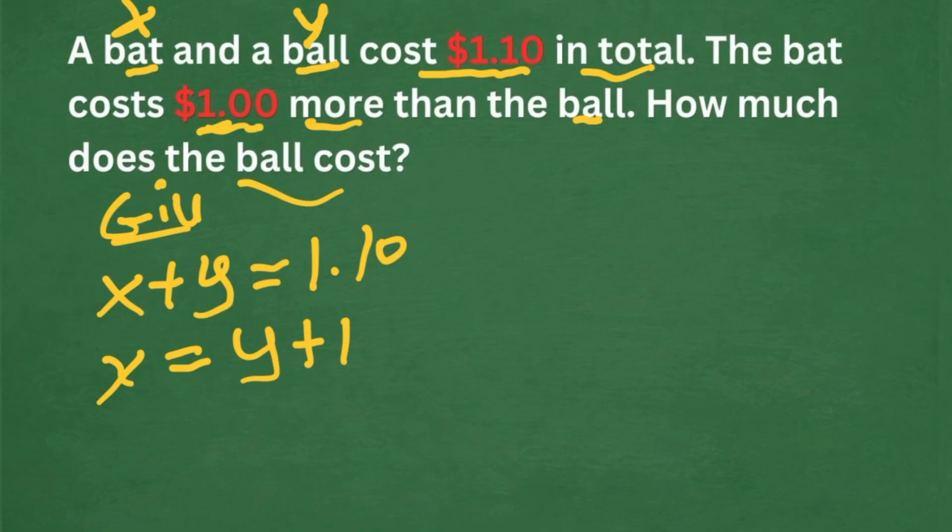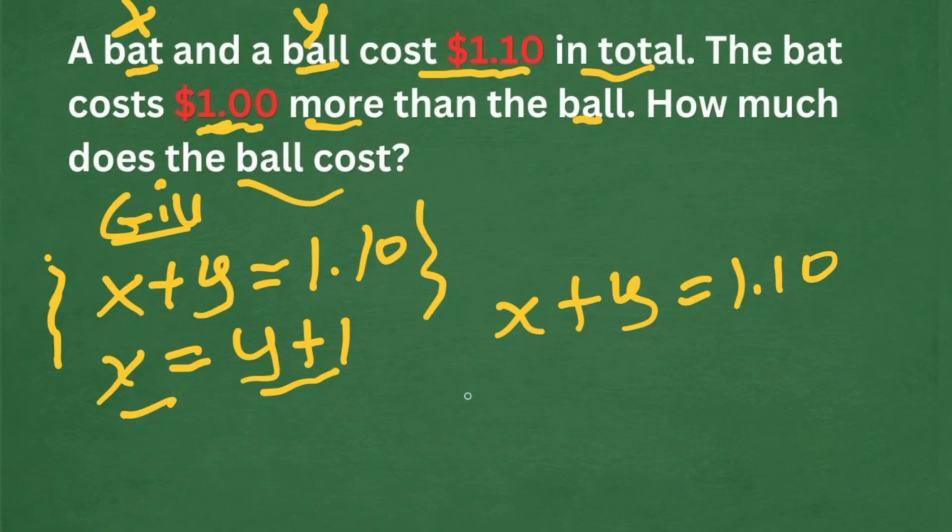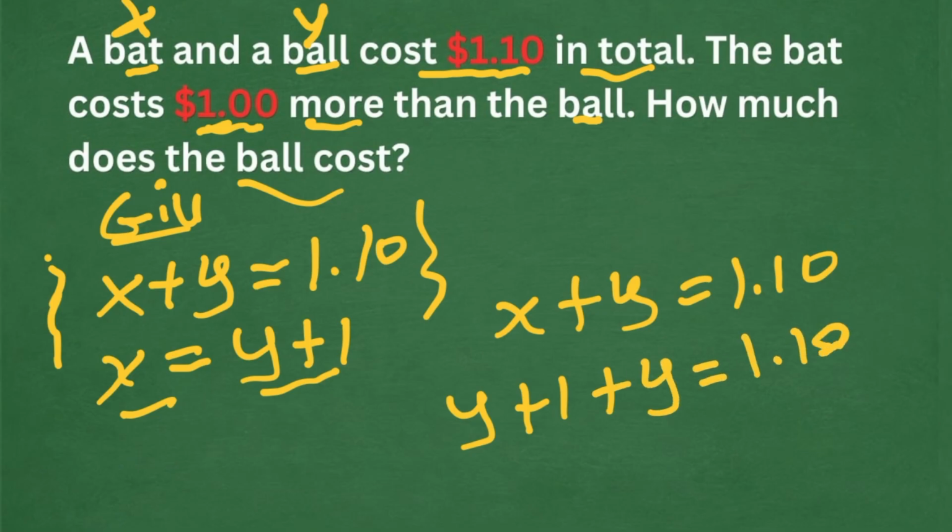And when we deal with these kinds of equations, we have to substitute one equation into another to get to the solution as fast as possible. So now we have got these two equations. Next, what we are going to do is substitution. So X plus Y is equal to $1.10. Since X is equal to Y plus 1, we can rewrite the equation into Y plus 1 plus Y is equal to $1.10. So what we have done is substitute X with Y plus 1.